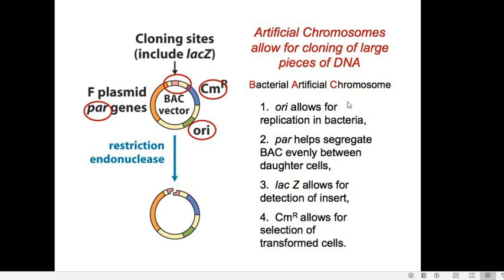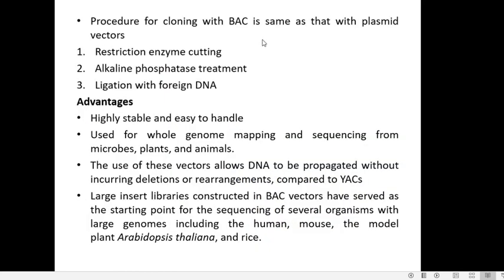And these are some of the regions in a bacterial artificial chromosome. The ORI, which will allow replication inside the bacteria. There is a PAR sequence which will help in segregation of these BACs equally into daughter cells. So when the cell divides, the replicated BACs will be equally distributed in the daughter cells. The lacZ gene, which will help as a selectable marker for detection of the foreign DNA, whether it is inserted or not. And the CMR sequence, which allows the selection of the transformed cells. So they are acting as markers, which help to detect transformants, recombinants, etc.